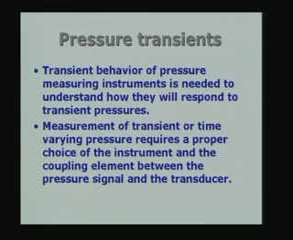Transient behavior of pressure measuring instruments is needed to understand how they will respond to transient pressures if the pressure is varying with respect to time. And sometimes measurement of transient or time varying pressure requires a proper choice of the instrument and the instrument parameters, and the coupling element which goes between the instrument transducer and the measurement point also needs to be looked into. So, from the two reasons I have given here, it is necessary to understand how a transducer is going to behave when you have a time varying pressure applied on it.